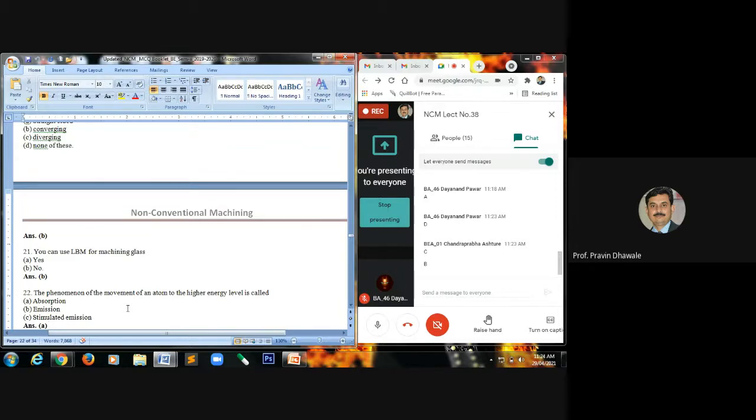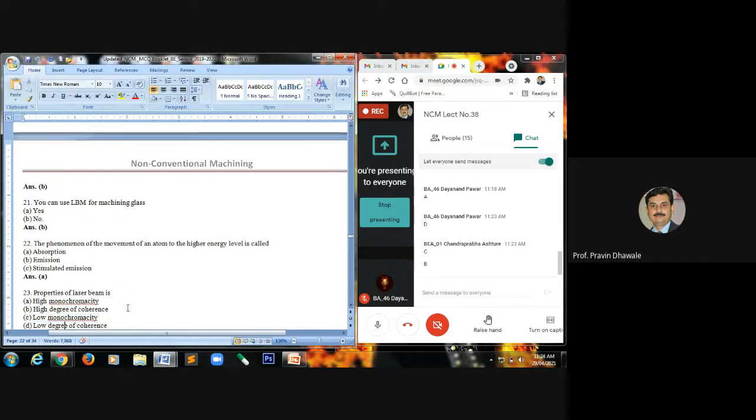The phenomenon of movement of an atom to a higher energy level is called absorption. That will be the correct answer. Keep in mind, when the atom is moving from a lower level to a higher energy level, that phenomenon is called absorption. Properties of laser beam: high monochromaticity, high degree of coherence, low monochromaticity, low degree of coherence. High monochromaticity, that is the answer given by Diana. Any other who is willing to give the answer? A and B. High degree of coherence, right?